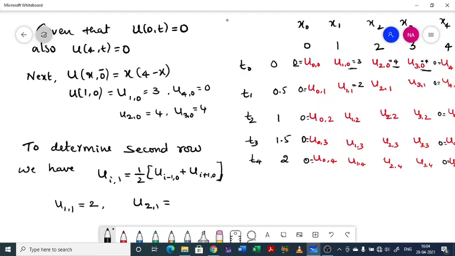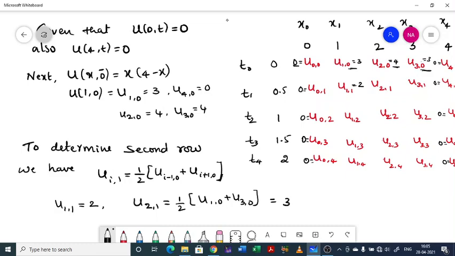This is not 3, 4, this should be 3. u 2 comma 1, that is 1 by 2 into u 1 comma 0 plus u 3 comma 0, average of these two, that will be 3 plus 3 by 2, you get 3 only.